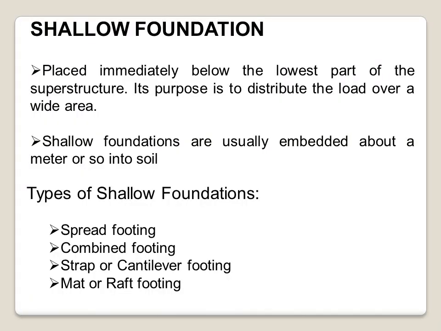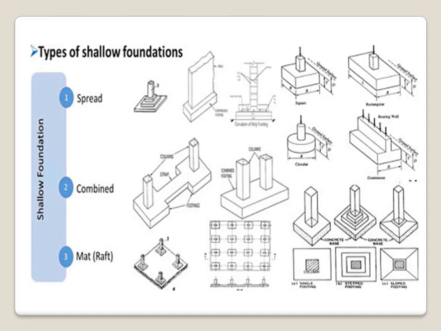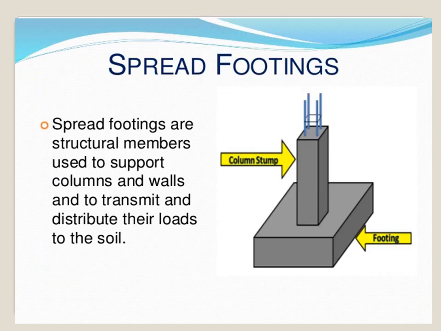Moving on to the details of shallow foundation. Shallow foundation is placed immediately below the lowest part of the building, and its purpose is to distribute the load over a wide area, and it is usually embedded about a meter or so into the soil. These are the types of shallow foundation. Spread footing, combined footing and mat footing are the important types of shallow foundation. In spread footing there are again some subdivisions, and in combined footing there are 2 subdivisions. In mat footing also we have different types. So let's see them one by one.